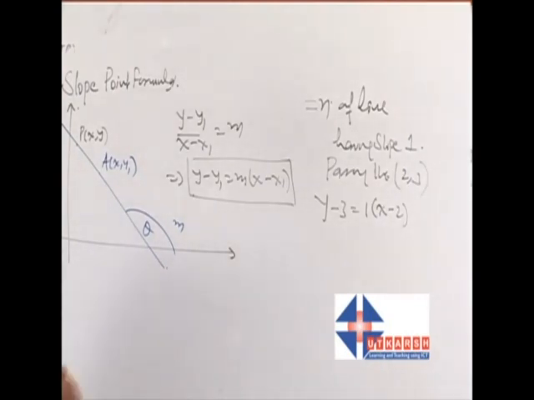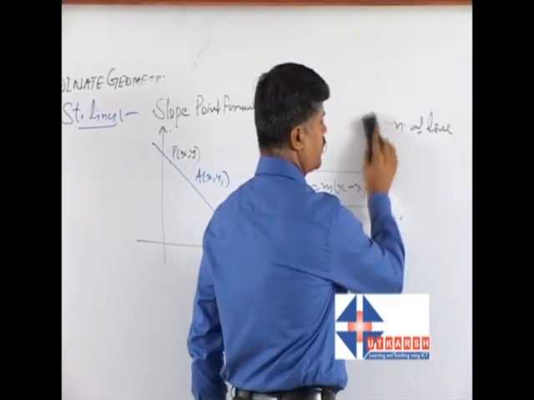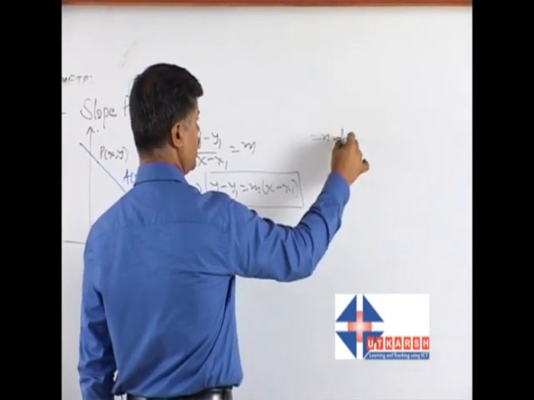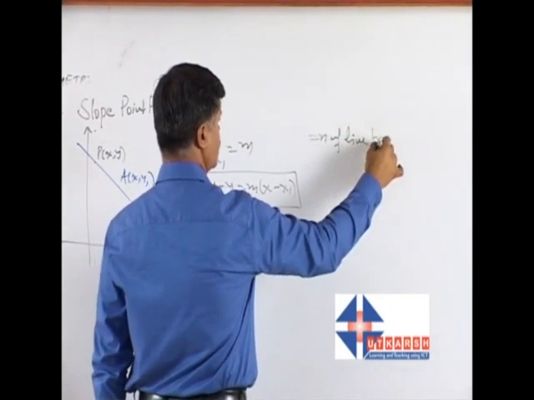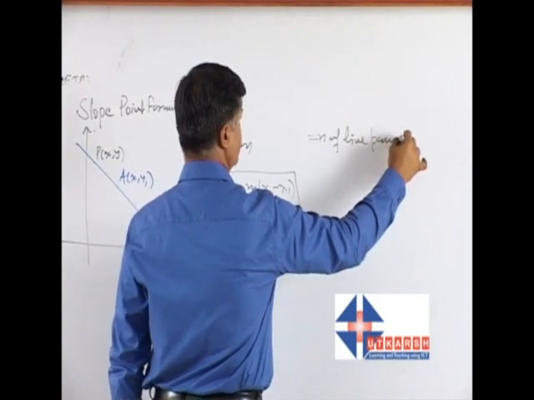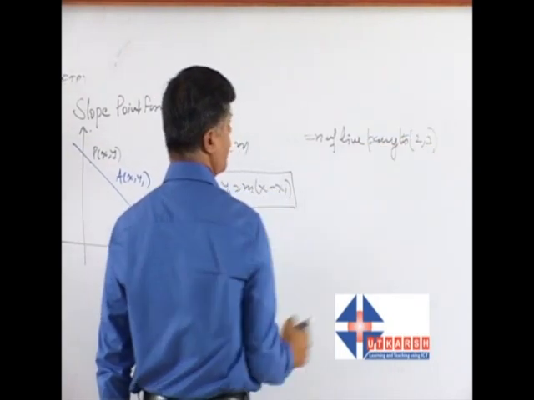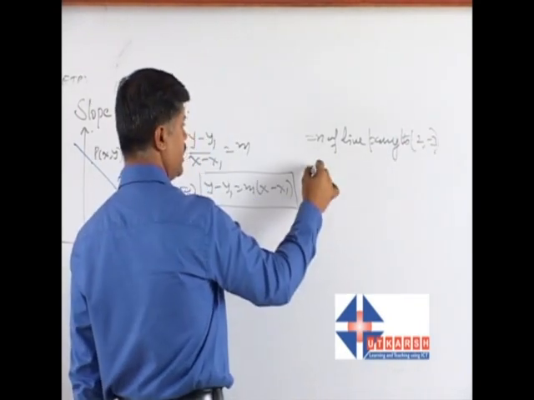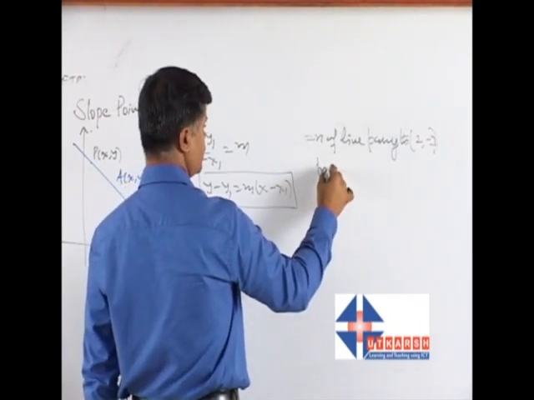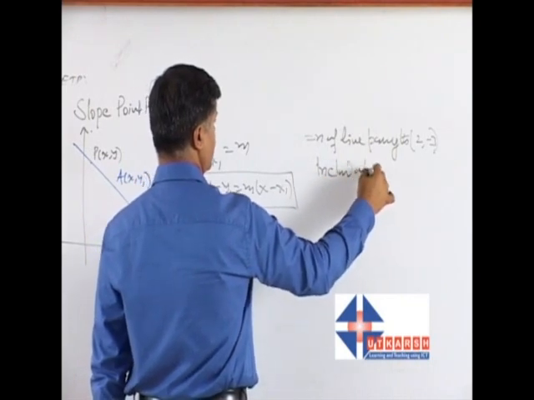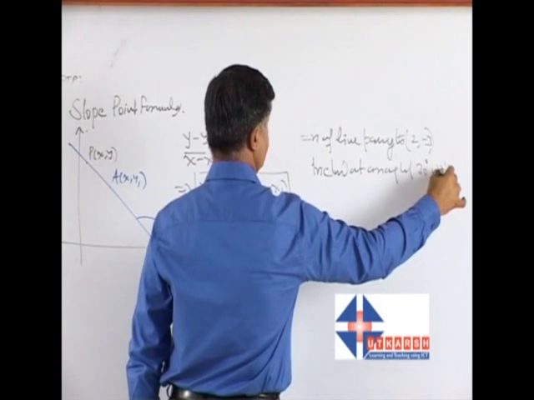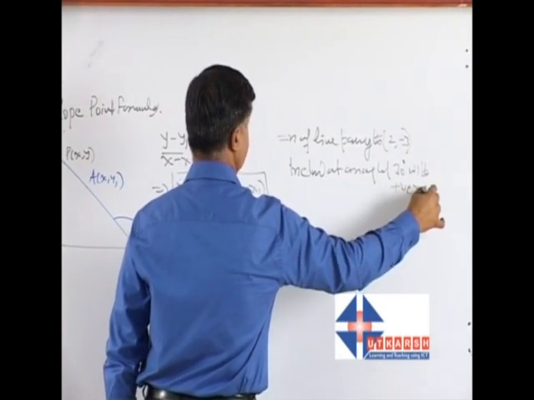Or any other question: if I take the equation of a line passing through (2, 3) and (2, minus 3), let's change it, (2, minus 3) and inclined at an angle of 30 degrees with the positive x axis.